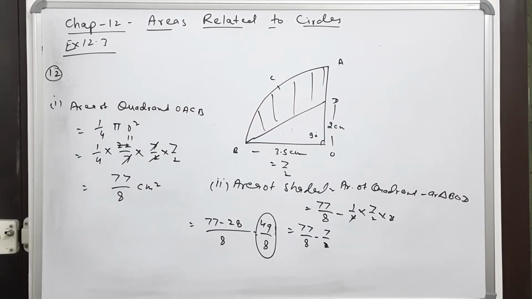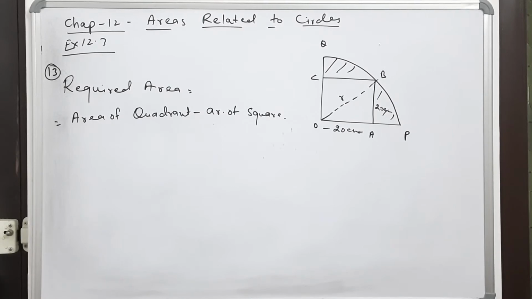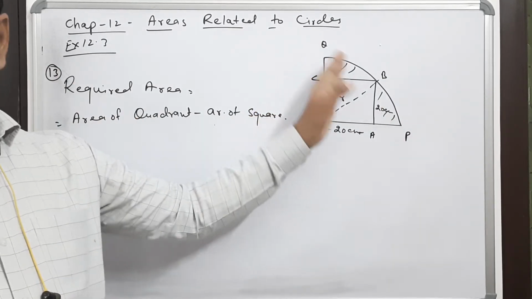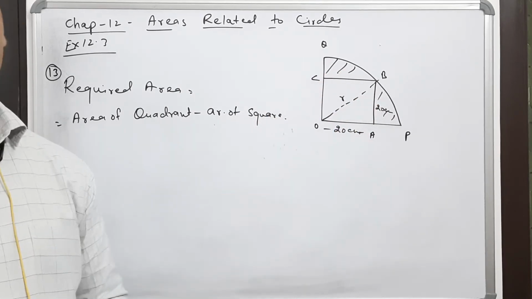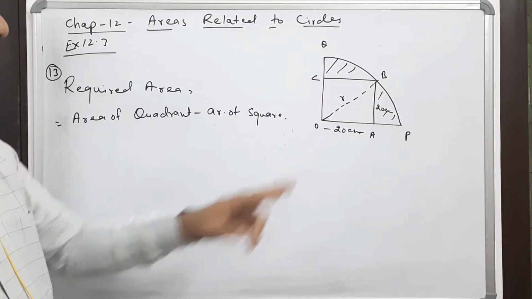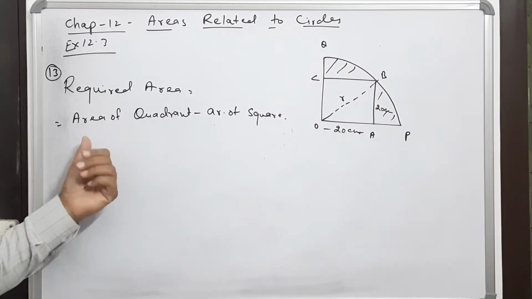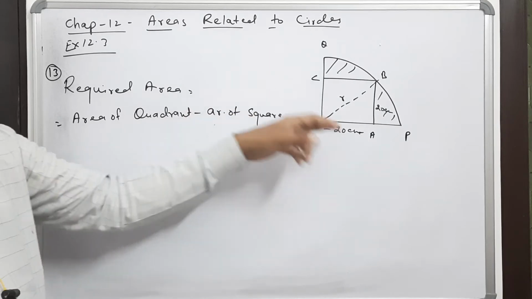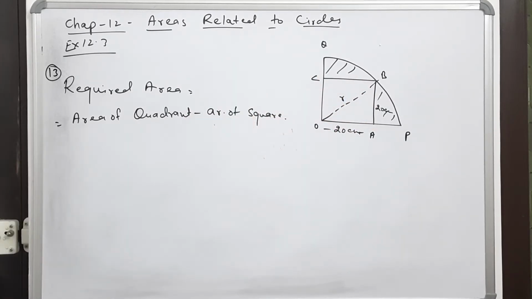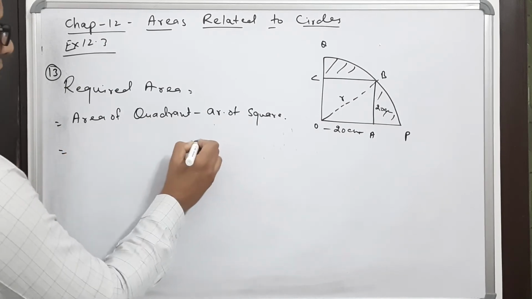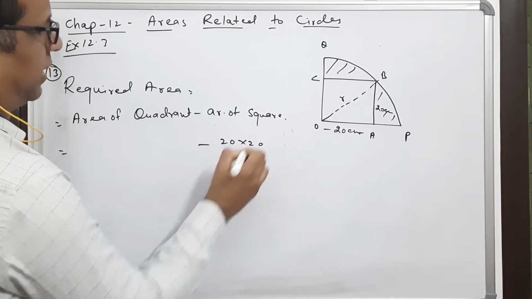Now I am taking next problem, which is little interesting. Sum number 13. There is a quadrant and one square is there in the quadrant. We have to find the area of the shaded region, and definitely it is clear from the diagram that area of quadrant, full area minus area of square. Now for area of square, I can understand the answer is 20 into 20.